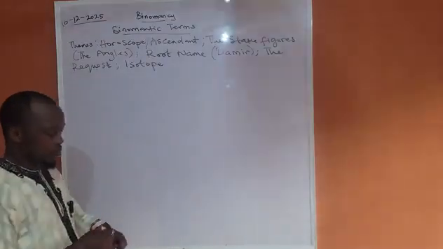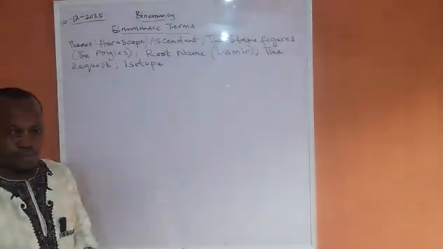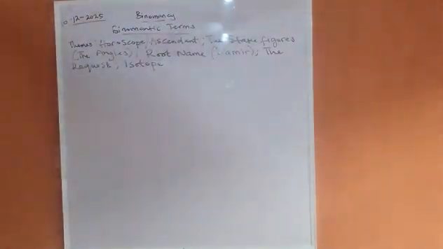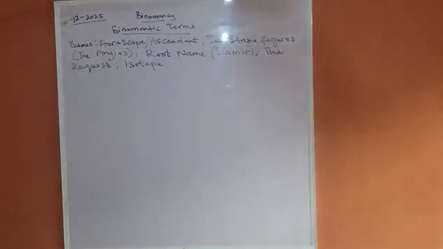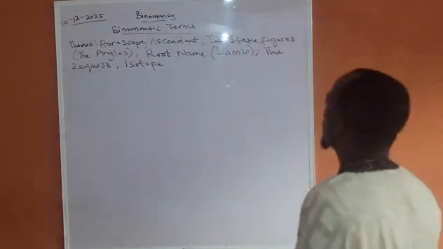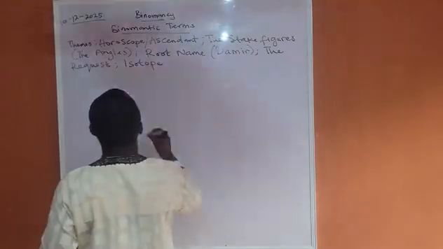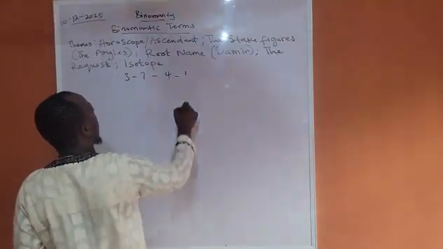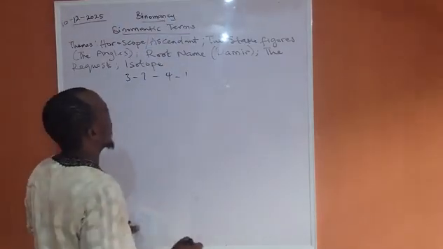So I'm going to use a single table to explain all the terms that are being mentioned. Just a single table will show everything clearly. So let's assume we are having 3, 7, 4, 1 as our code.